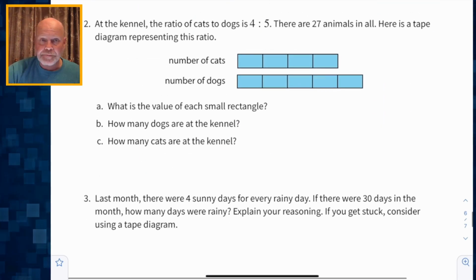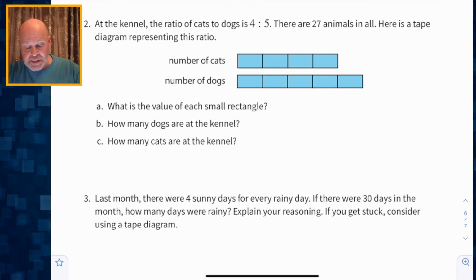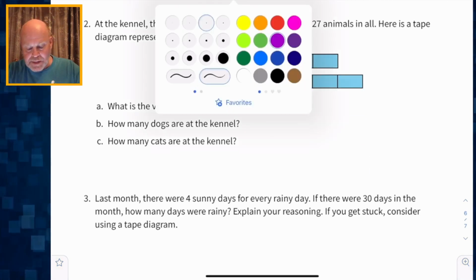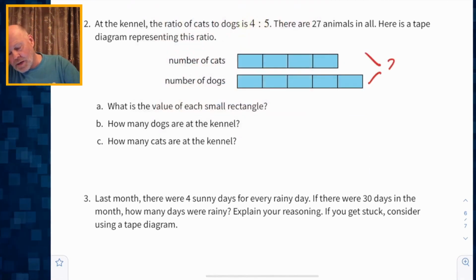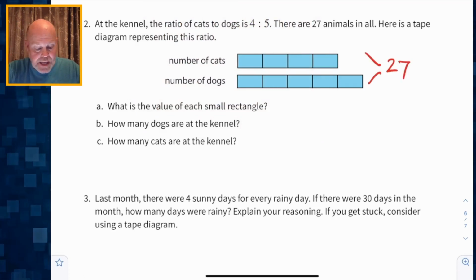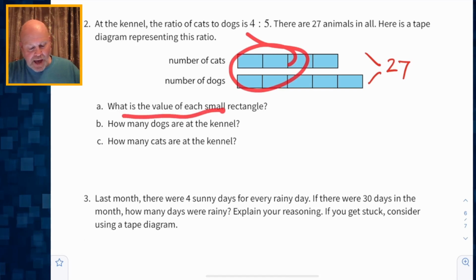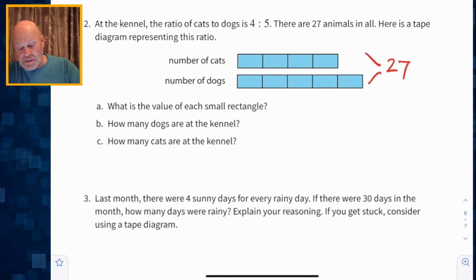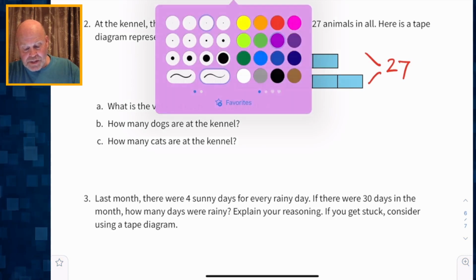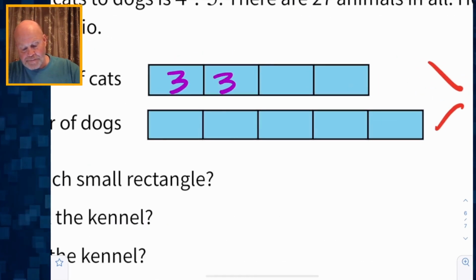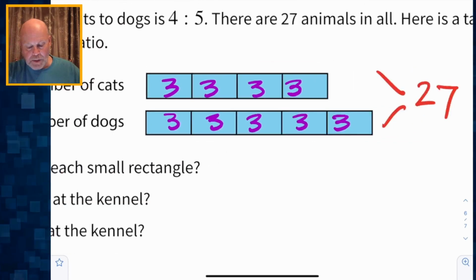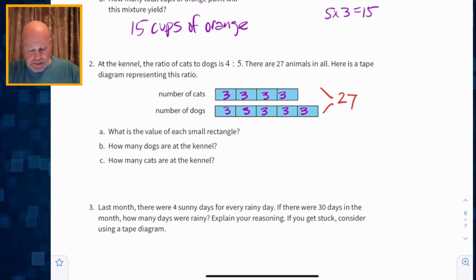At the kennel, the ratio of cats to dogs is 4 cats to 5 dogs. There's 27 animals in all. So that means we know that this total right here is 27 animals. And then, of course, there's the tape diagram. What's the value of each of these units? Well, we've got 9 units all together, and those 9 units represent 27. So that means each of those units has to be 3, because 9 copies of 3 gives us 27. And so that's 3.